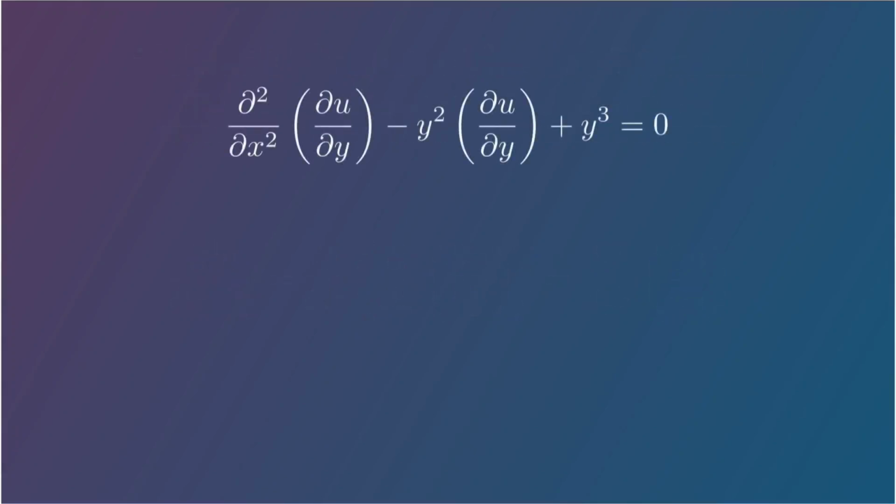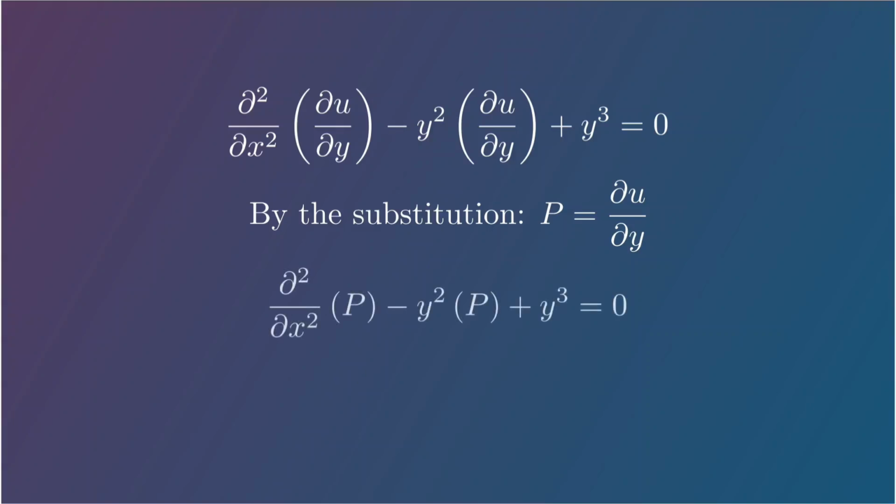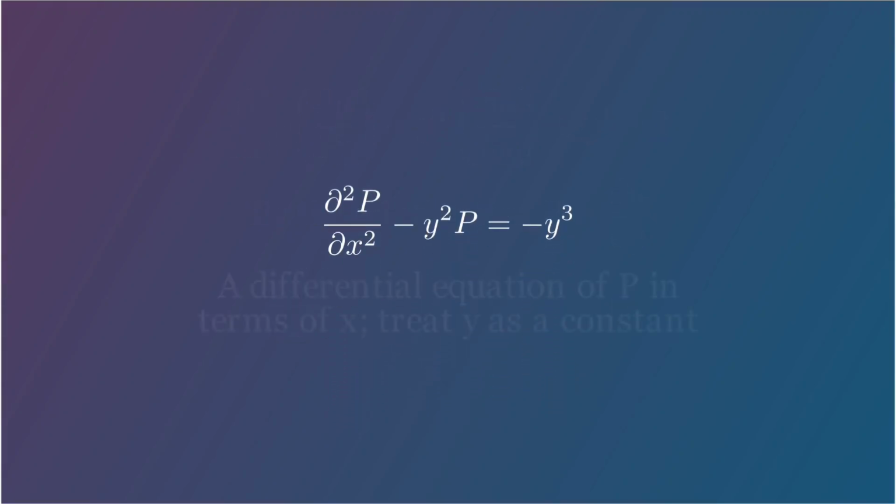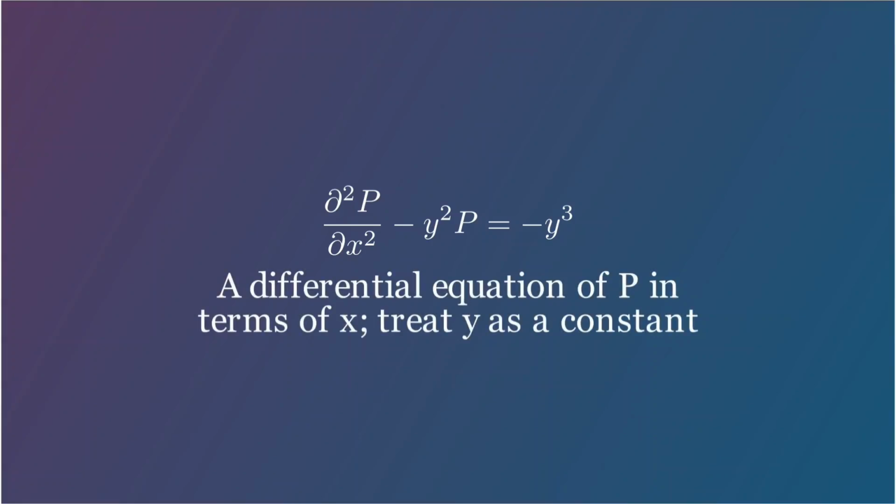And notice in our first two terms, we have a partial of u with respect to y. We will let p equals the partial of u with respect to y. So that will give us the second order partial of p with respect to x minus y squared p plus y cubed equals 0. Now, let's just group the terms with p and isolate the ones without p, which will give us this neat equation over here. Now, notice that this looks like a second-order ODE. We can solve it as a second-order ODE.